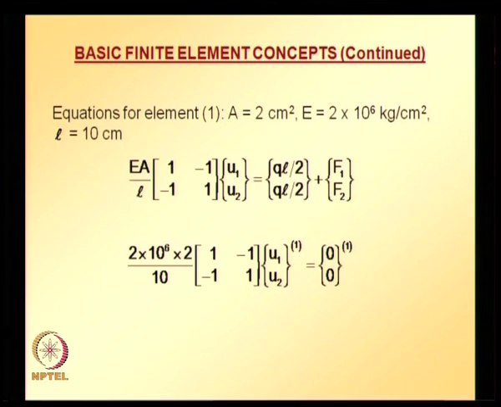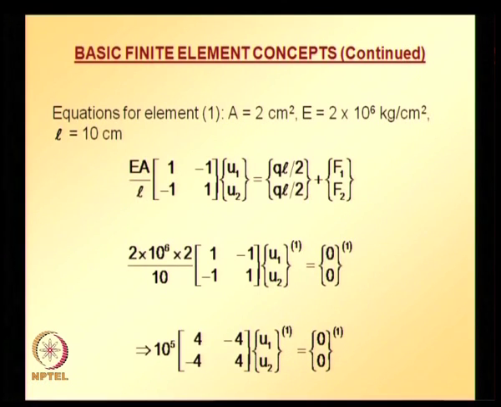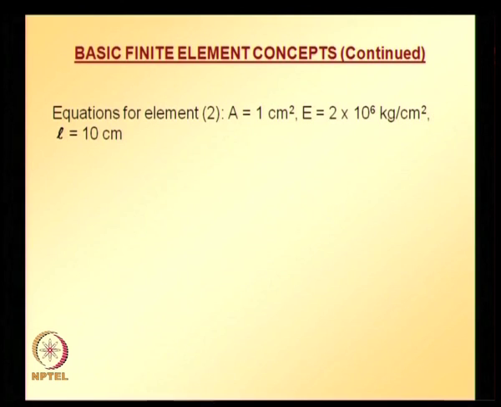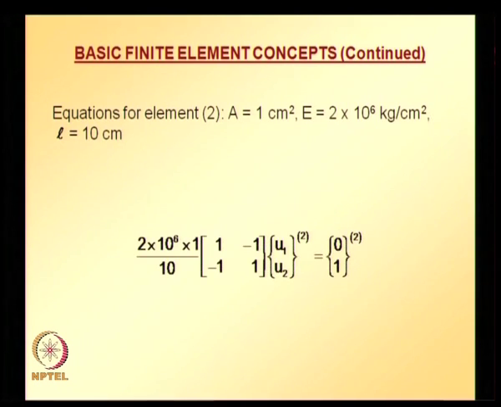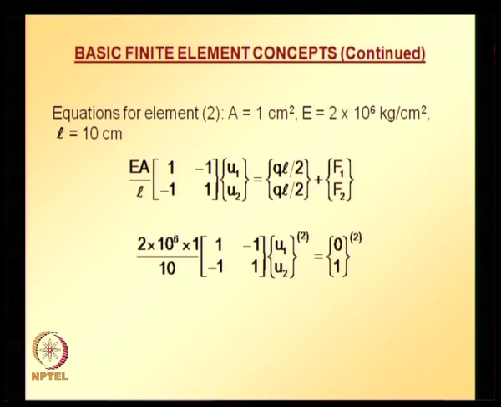Okay. So now we can also write equations for element 2, and simplification of this gives you this. Equations for element 2: again note down the cross sectional area, Young's modulus, and length, and substitute into the element equations. Again, the superscript denotes the element number for which this equation system is applicable.